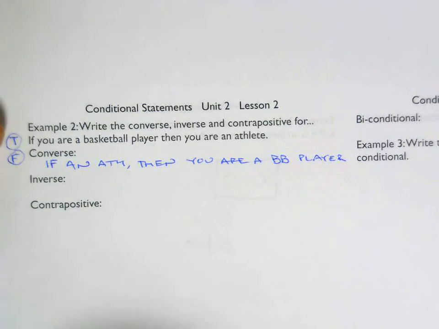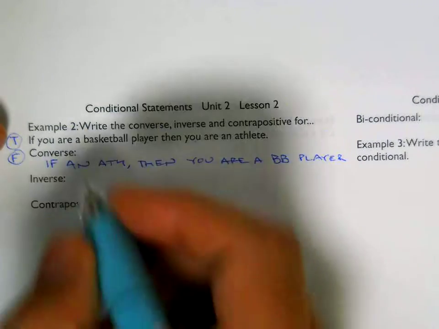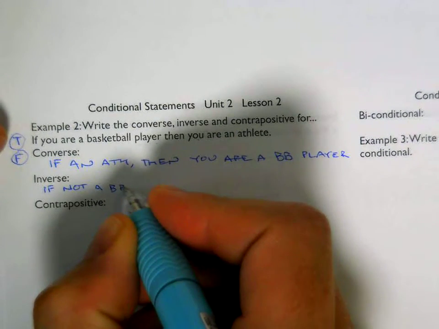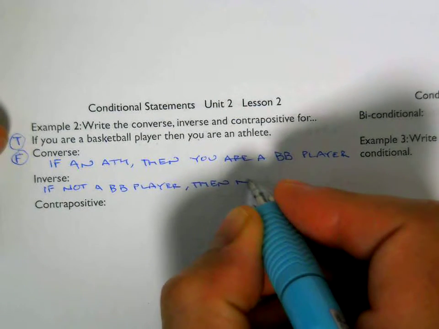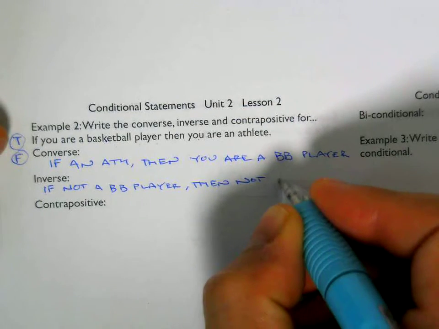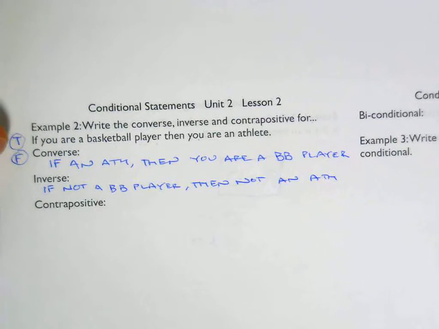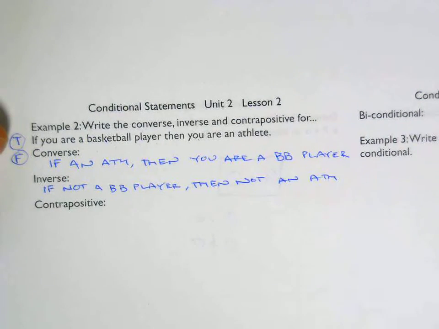The inverse. So we're going to take this original one and we're going to negate the if part and we're going to negate the then part. So we'll say if you are not a basketball player, then you are not an athlete. Well, is that true or false? Well, kind of for the same reasons above, I can think of people who are not basketball players, but they are athletes. And so, yeah, this is a false statement.